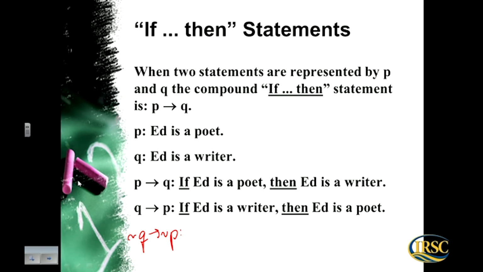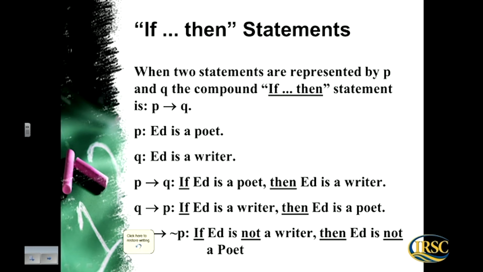okay, so writing that out in words. Okay, if Ed is not a writer, then Ed is not a poet. Very good. Okay, on page 114 in your book, there is another chart that tells you all of the equivalent ways that you can write an if-then statement.